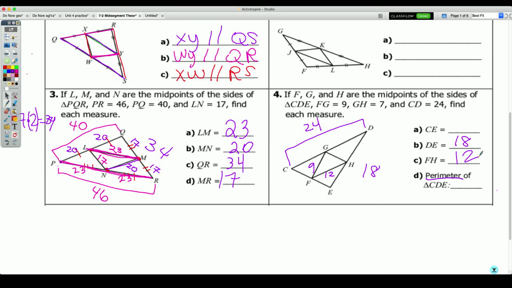That mid-segment is half the length of the parallel side. And then GH was 7, so where am I doubling it? C to E. Very good. So that whole piece is 14 from C to E. Okay, to find the perimeter, I needed the 3 big sides, so I should have been adding 24 plus 14 plus 18, and I got 56. Question there? Okay, moving on to our next one.